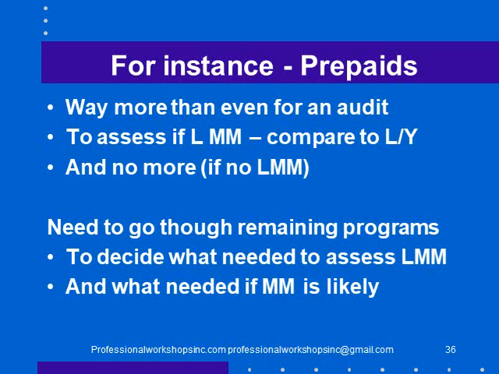And for instance, prepaids. This is way more than I'd even do in an audit of prepaids. So you would assess, is there a likelihood of material misstatement? You would compare it to last year. It's way below materiality. It's about the same as last year. Makes sense to me. I don't think there's a likely material misstatement.